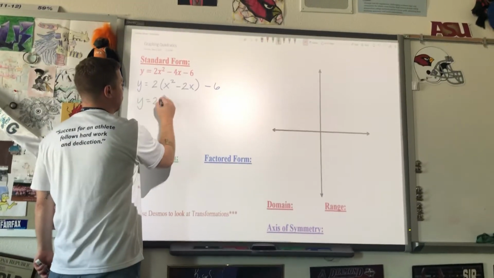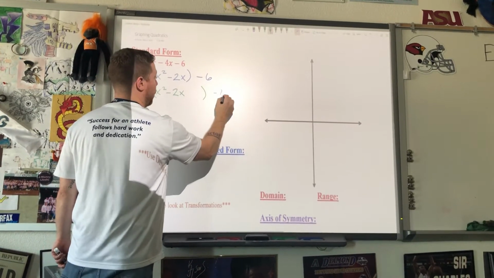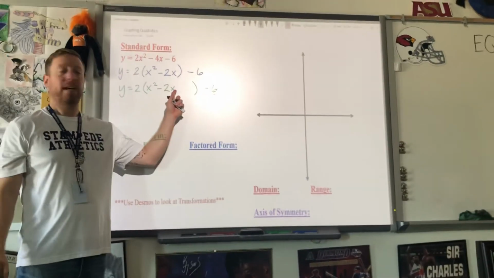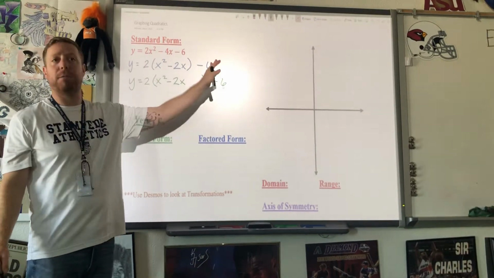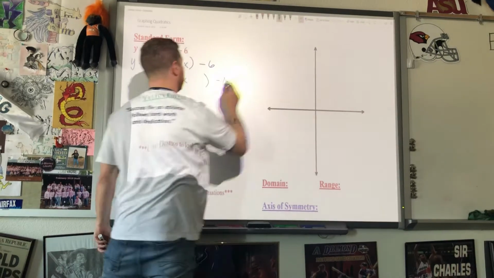Okay, so the next step would look like this. y equals 2 times (x squared minus 2x), and I'm leaving room for me to complete the square right here. Notice the 6 isn't part of this, it's just chilling in the back. If it were an odd number, it would just be chilling in the back with no fraction. Okay, and now I can complete the square.